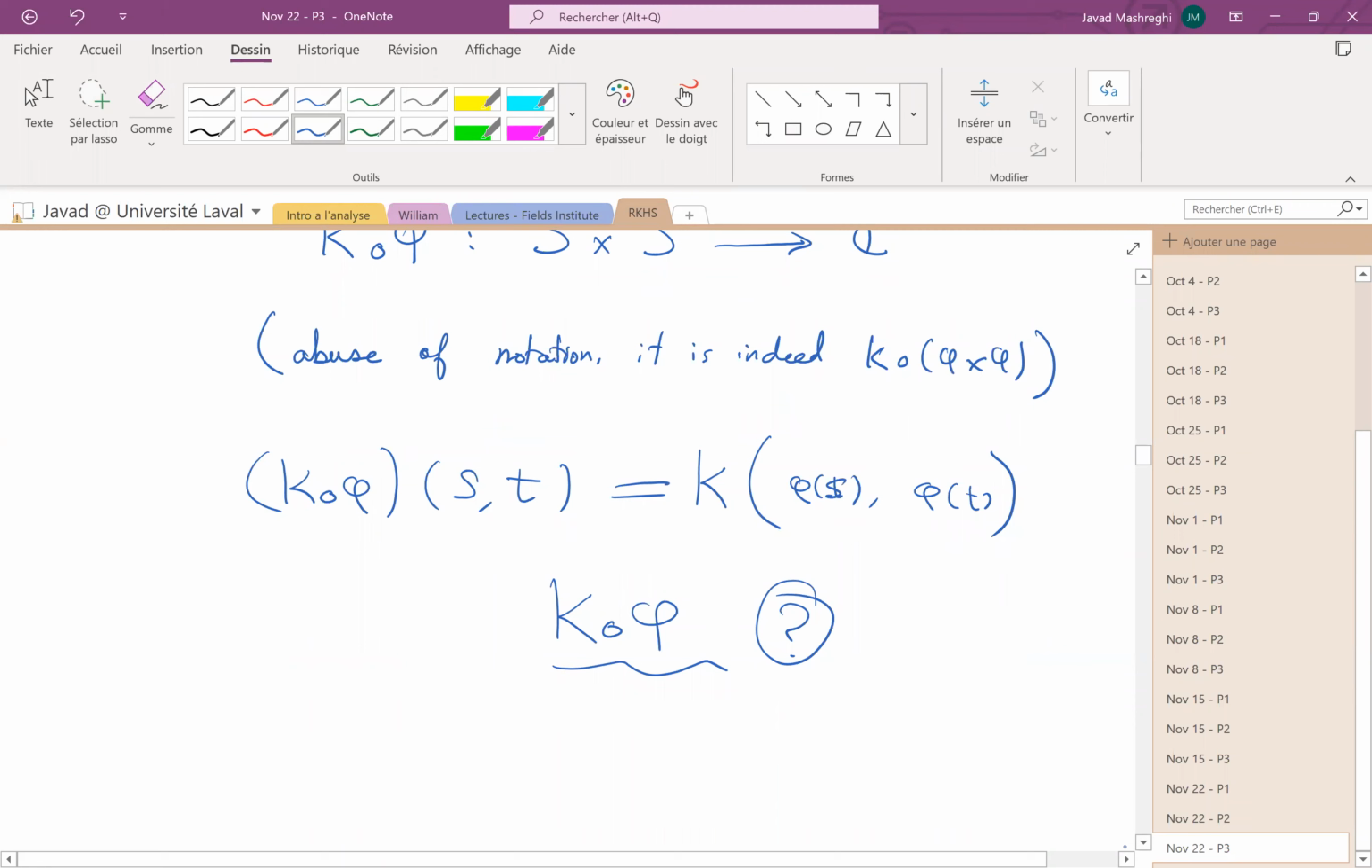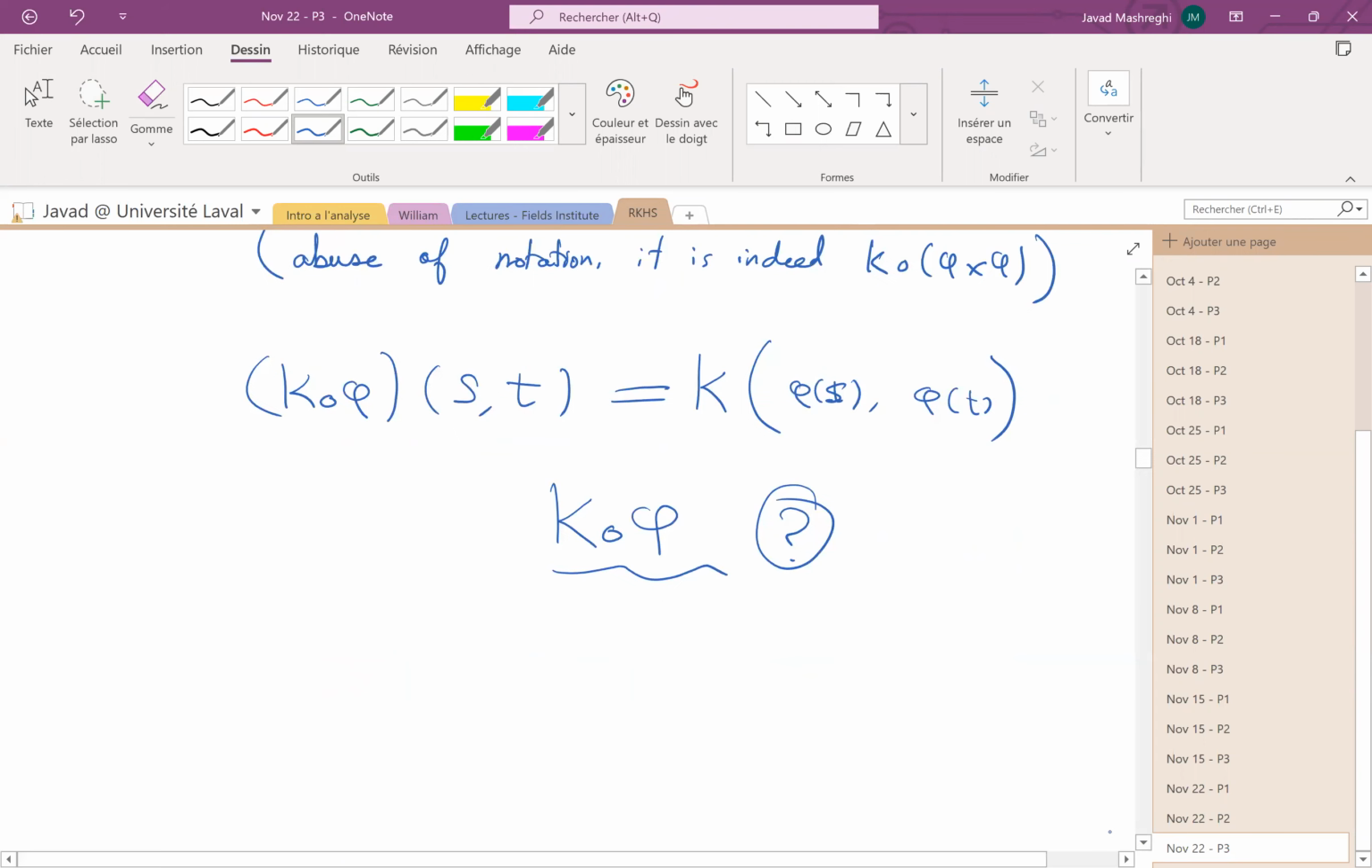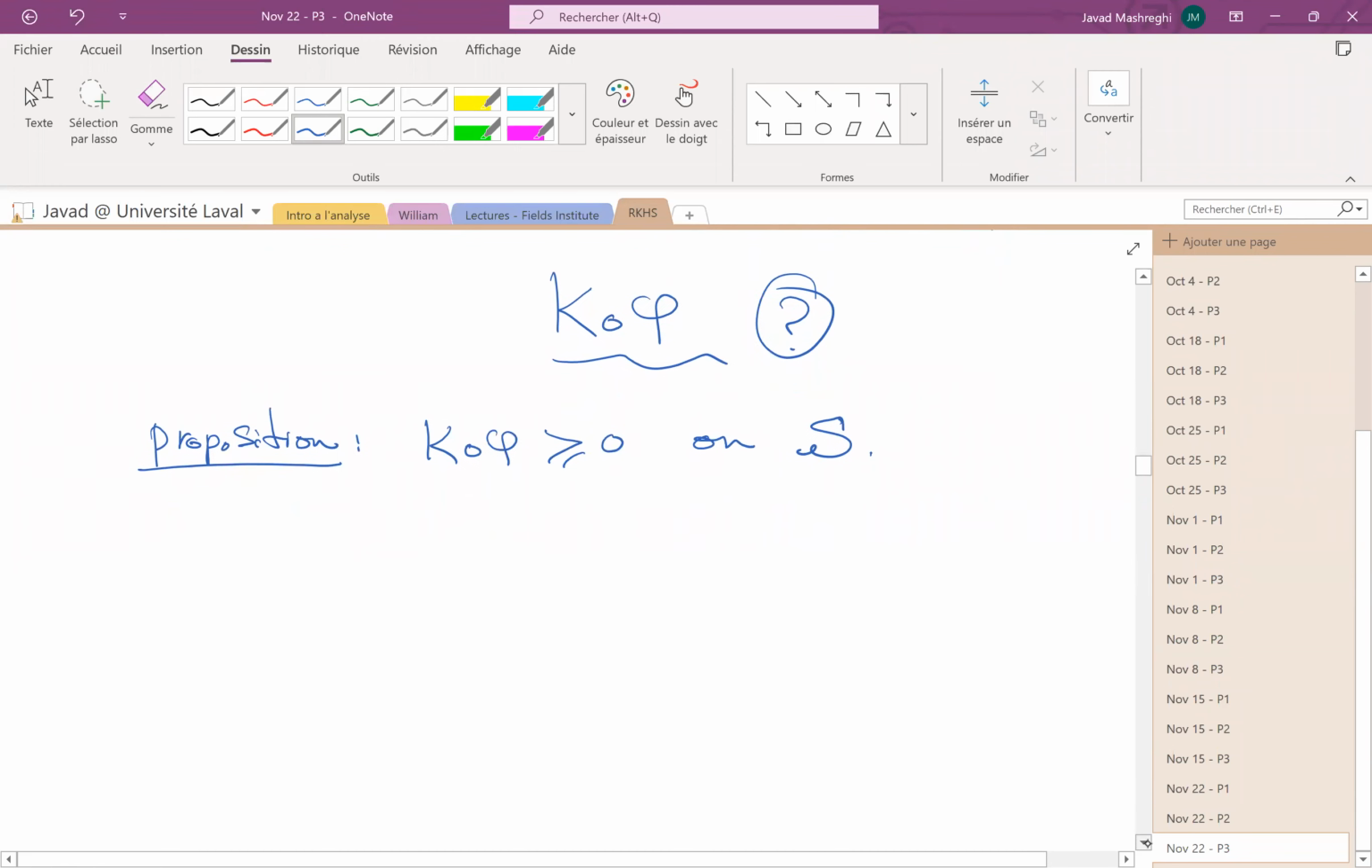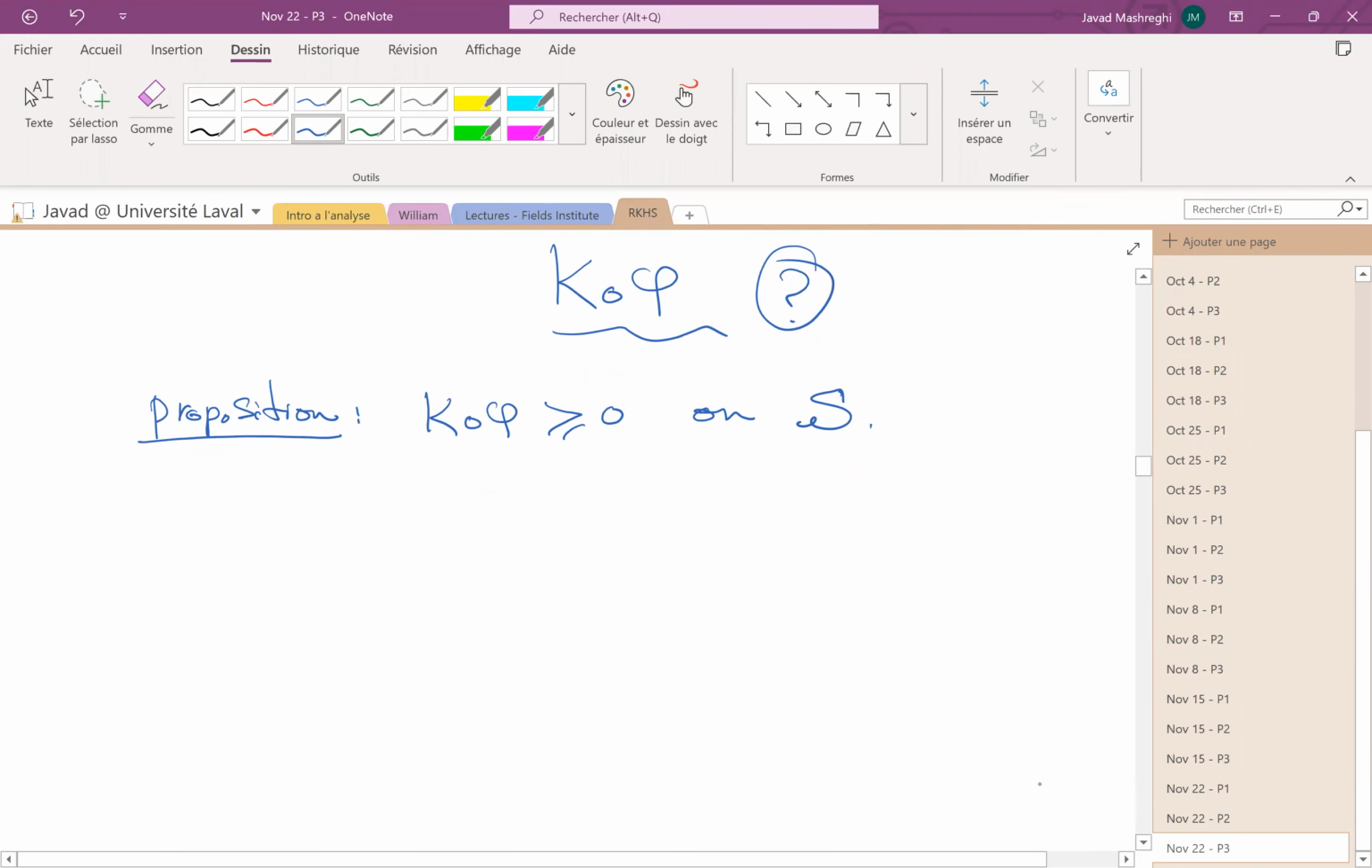Well, the same thing that we expected for the restriction works for K composed with phi, and here is the proposition. K composed with phi is bigger than or equal to 0 on S. Proof is easy, but you need to be a little bit careful for the notations and the way you write the proof. So I want to show that this is positive on S.